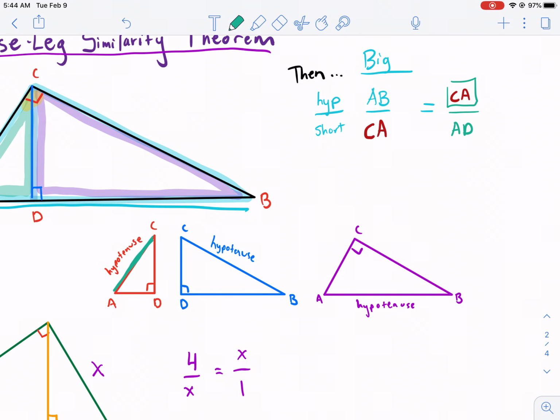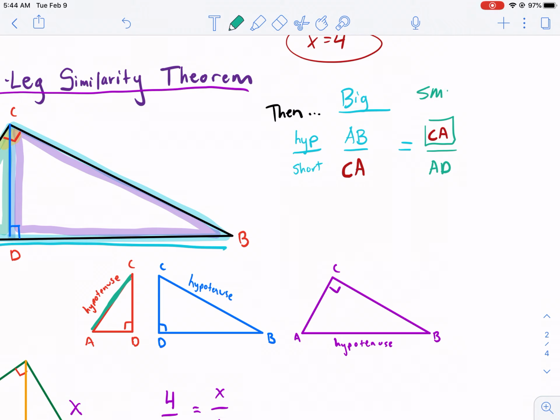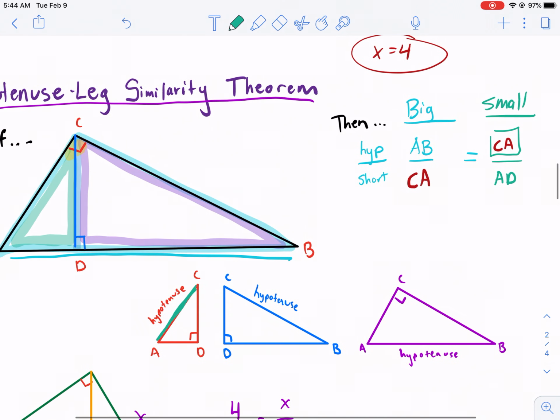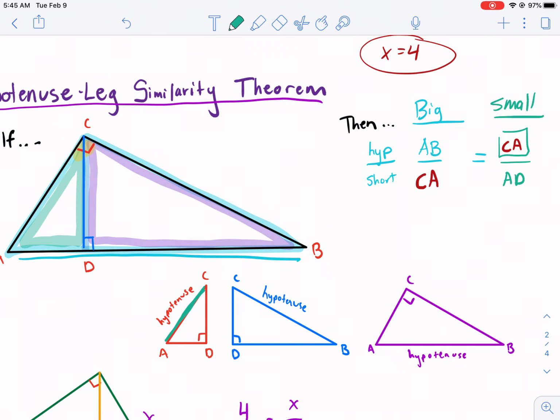Okay, now you're probably like, okay, how did I know to compare that? Well, I just picked a comparison first. I picked a comparison with the big triangle. I said hypotenuse over the short side. And I'm just saying, okay, can I find a comparison to make with one of the other triangles?